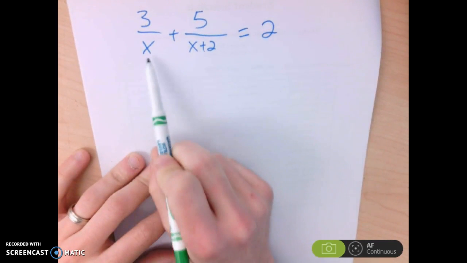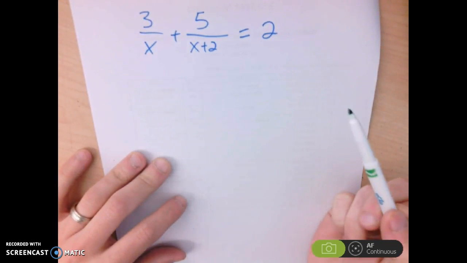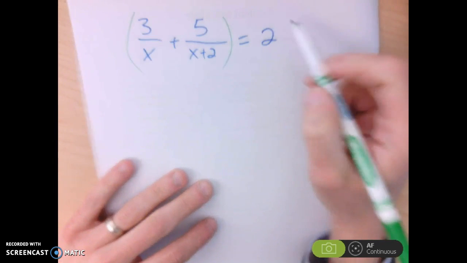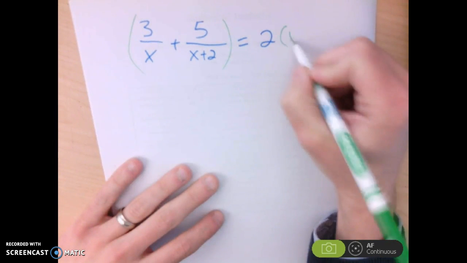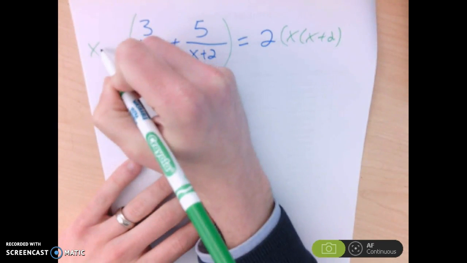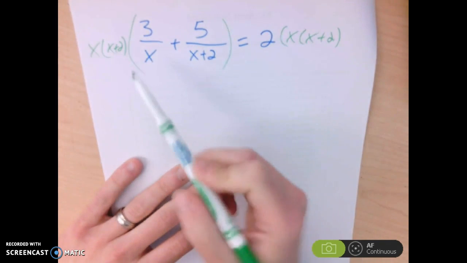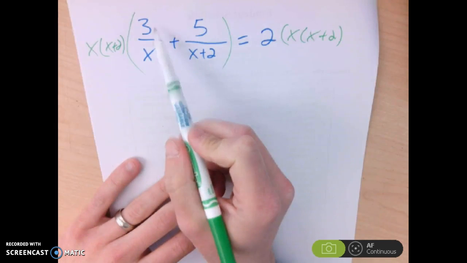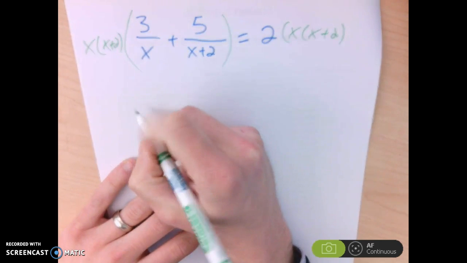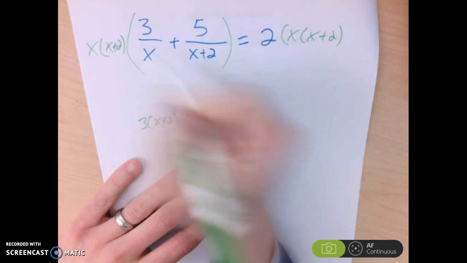And so we see that we have an x here and x plus 2 here. So our common denominator is x times x plus 2. So I'm just going to multiply the whole equation, both sides, by x times x plus 2. So now, if I multiply 3 over x by x times x plus 2, the x's will basically cancel out, and I will get 3 times x plus 2, and then I won't have any denominator.